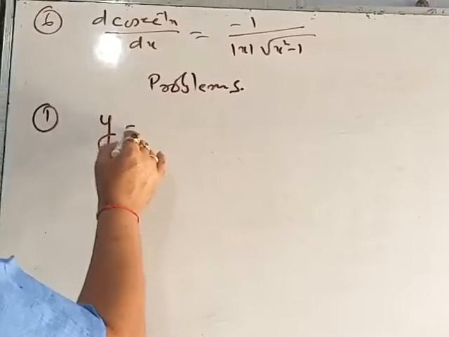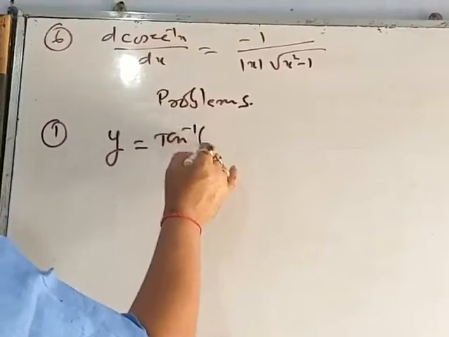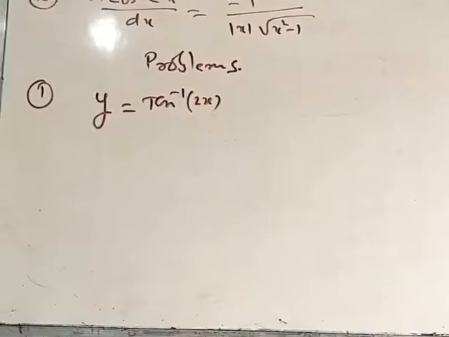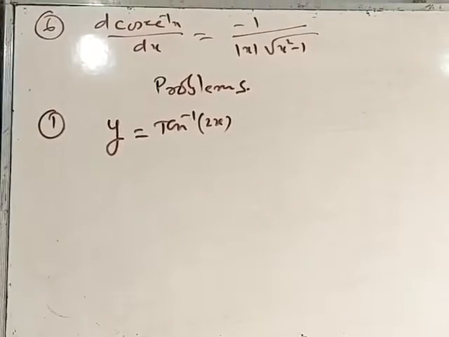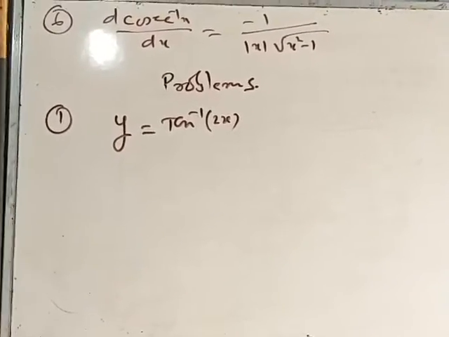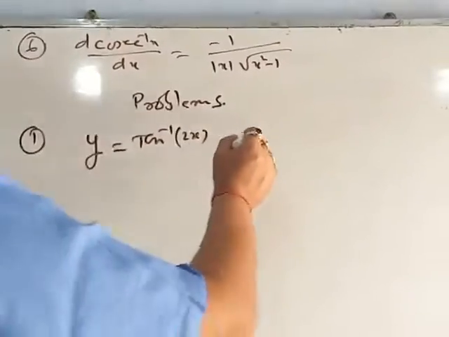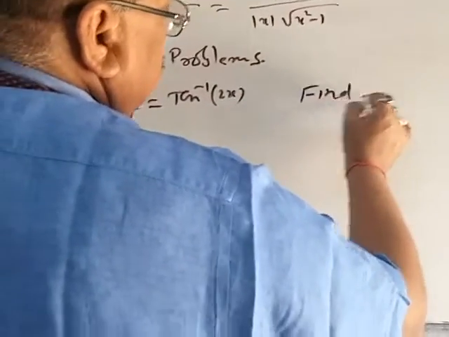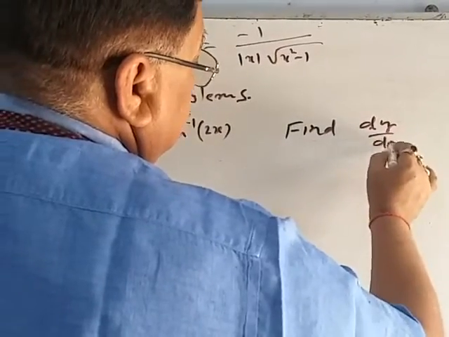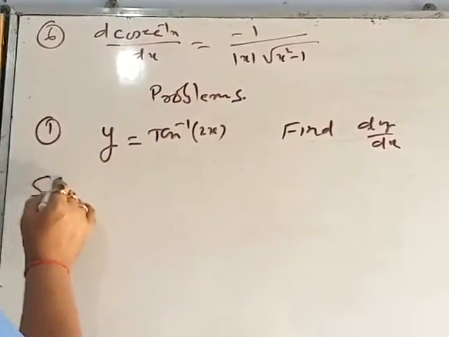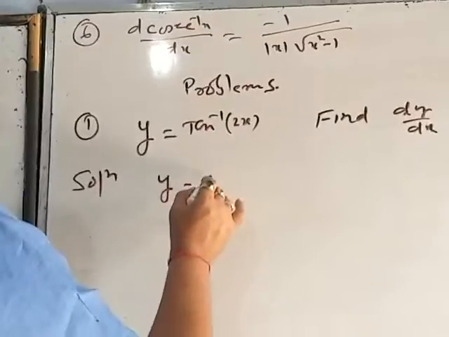y equals tan inverse 2x, suppose we have to differentiate this. Here the chain rule is also applicable. So find dy by dx. Solution: y equals tan inverse 2x.